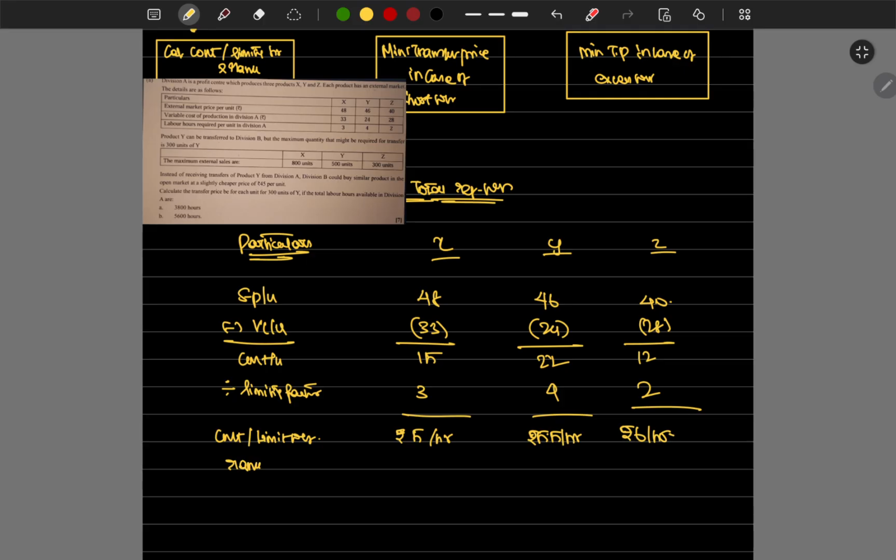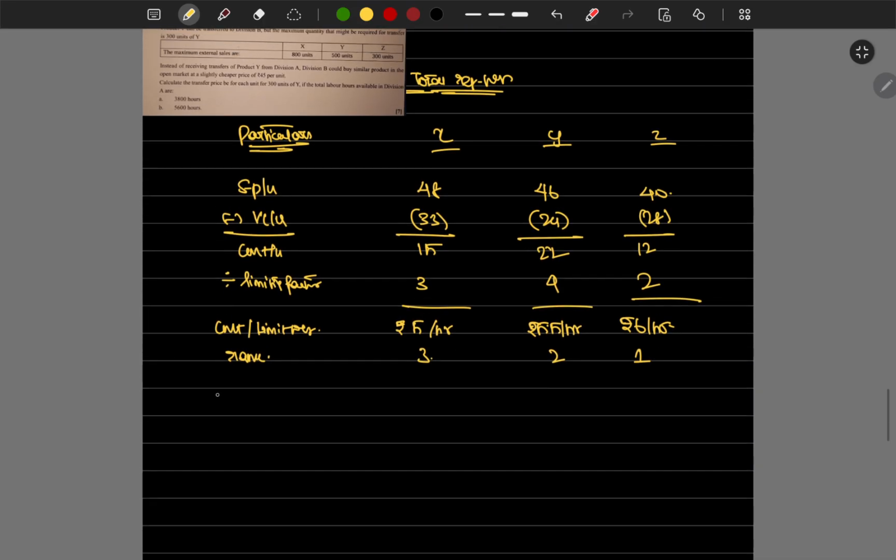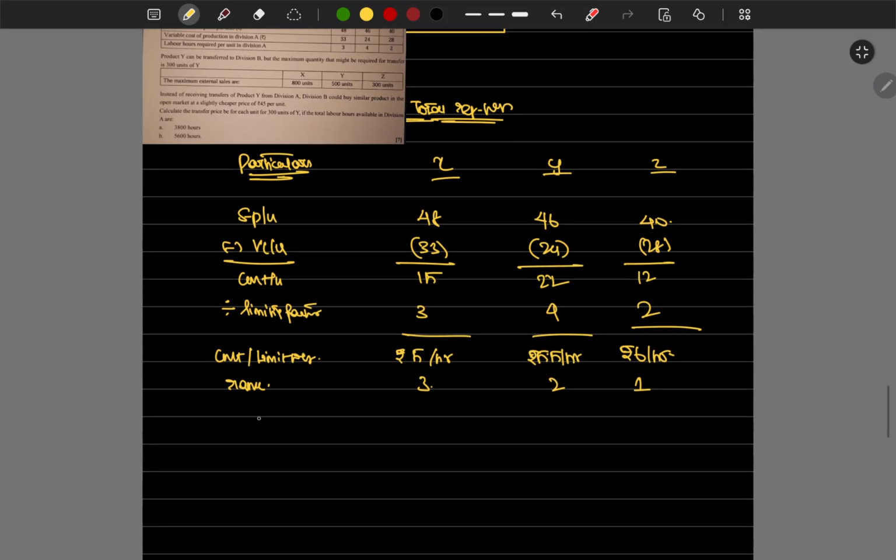Rank it: first rank, second rank, third rank. Okay, now we have to find out the total hours required. First, what's the demand? We have ranked it. Now what's the demand? Demand is 800 units, 500 units, 300 units.